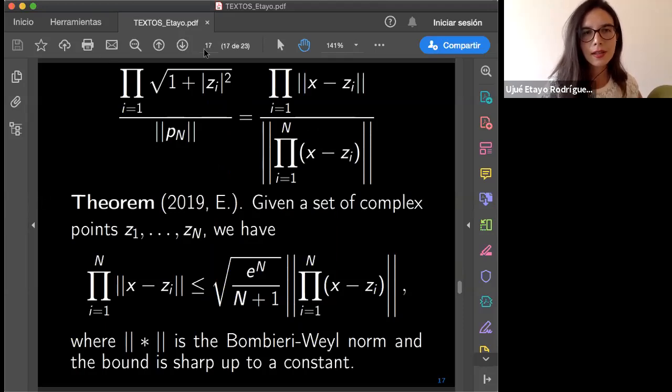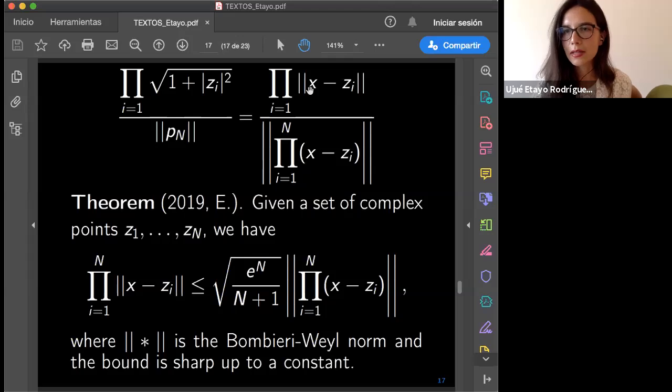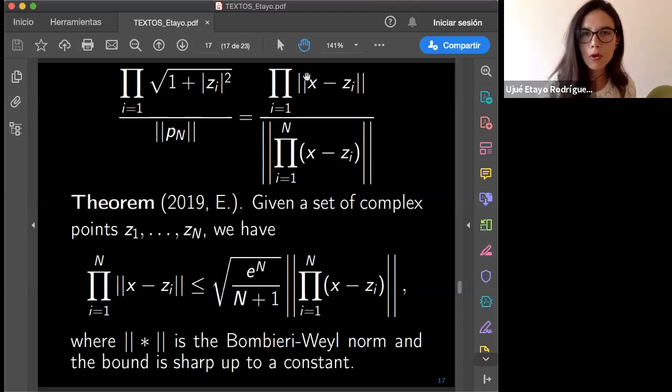It turns out that this quotient here, if we write this polynomial that we know is monic, like this, the product of the monomials, is also a comparison involving the norm of each of the monomials using this Bombieri-Weyl norm, which in this case is equal to the L2 norm for degree 1. So this quantity is just a comparison between the product of the norms of some monomials and the norm of the product of the monomials. This is the quotient involving these two things.